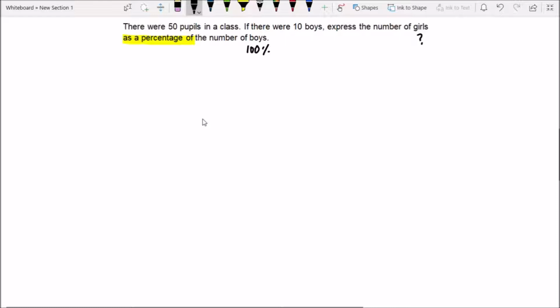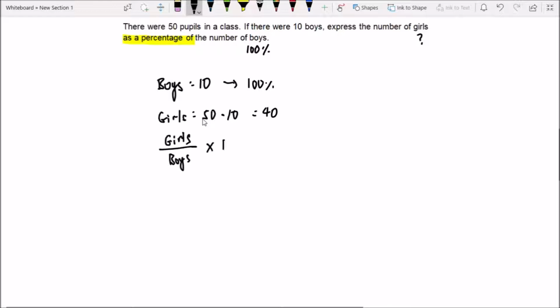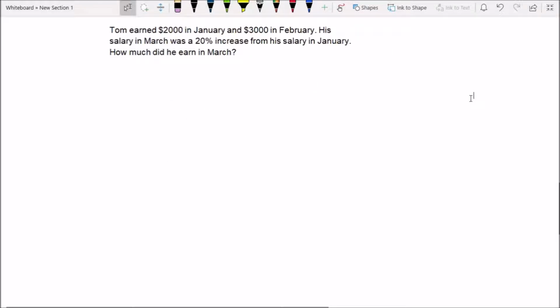We know there are 40 girls because 50 students minus 10 boys will give us 40 girls. Taking 40 over 10 times 100 will give us 400% as the answer. Note that in your number statement, you have to write the percentage symbol after 100. But when you type this into your calculator, leave out the percentage symbol or you will get back the same number.